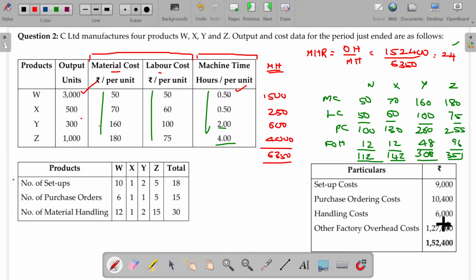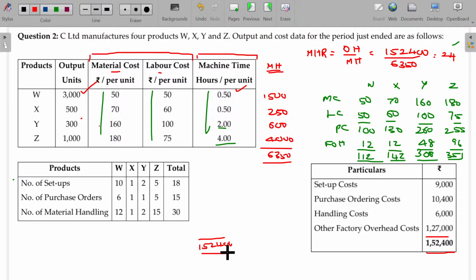Now, this overall overhead here, 1,52,400. This 1,52,400 is due to setup being 9,000 rupees, due to purchase being 10,400, due to handling 6,000, and other factory overheads not related to any of the activity, maybe non-value added, insignificant value overheads. Other factory overhead, 1,27,000. Clear?